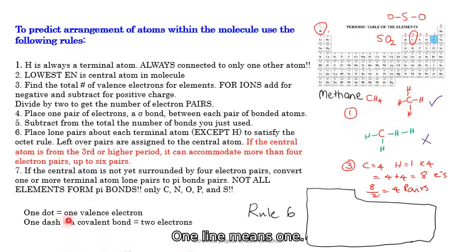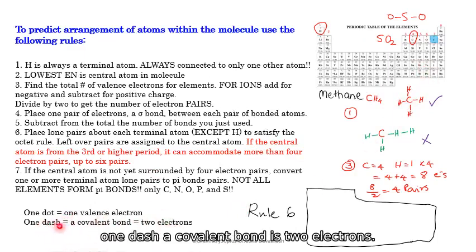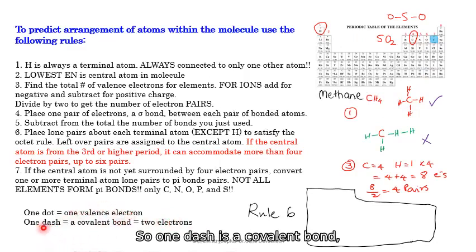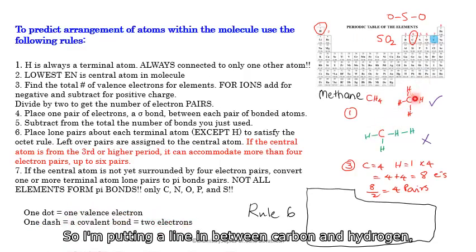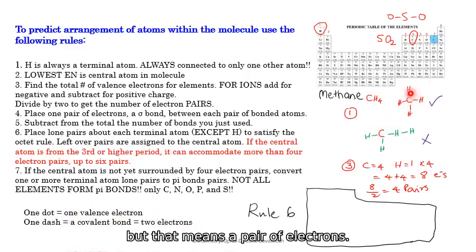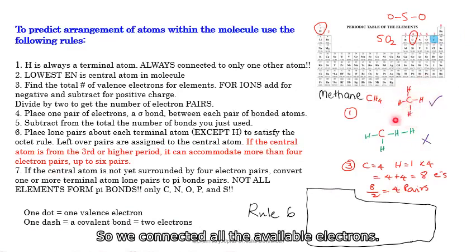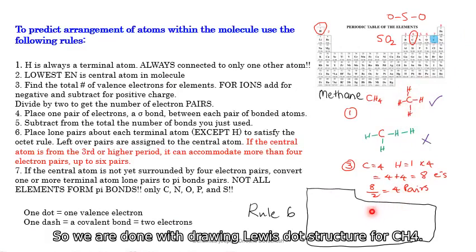One line means two electrons. One dash, a covalent bond, is 2 electrons. One dot is 1 valence electron. So I'm putting a line between carbon and hydrogen, and that means a pair of electrons. We have 4 pairs, so we are putting 4 pairs around the carbon and there are 4 hydrogens. So we connected all the available electrons, and we are done with drawing the Lewis dot structure for CH4.